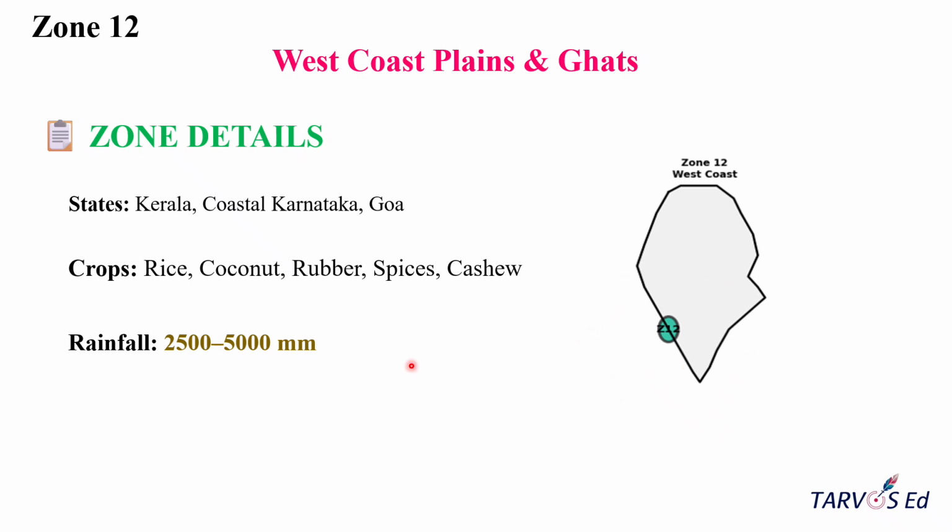Because of this wet and humid climate, the cropping pattern is dominated by plantation and perennial crops. So the main crops are rice, coconut, rubber, spices, and cashew. Unlike the drier inland zones, the agriculture here is heavily focused on high value cash crops, which thrive in the high rainfall condition. So the high rainfall is very important, because the Western Ghats entirely block the monsoon.